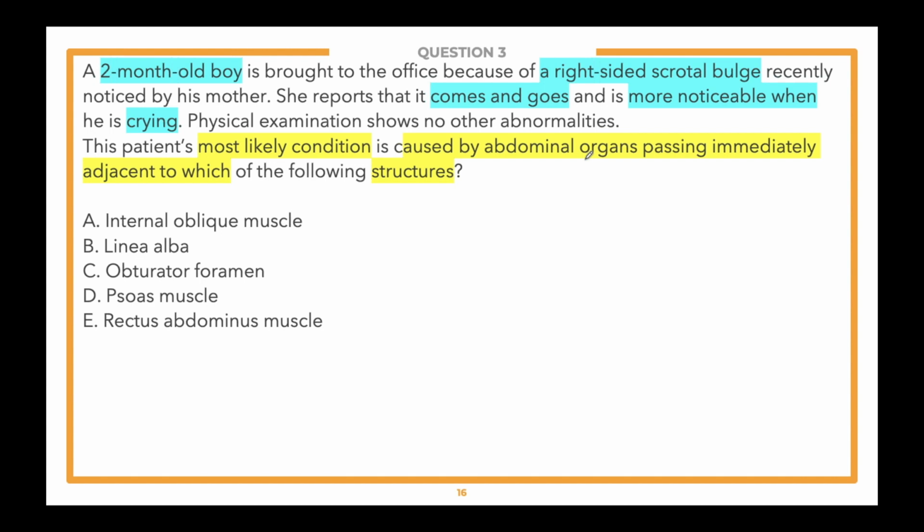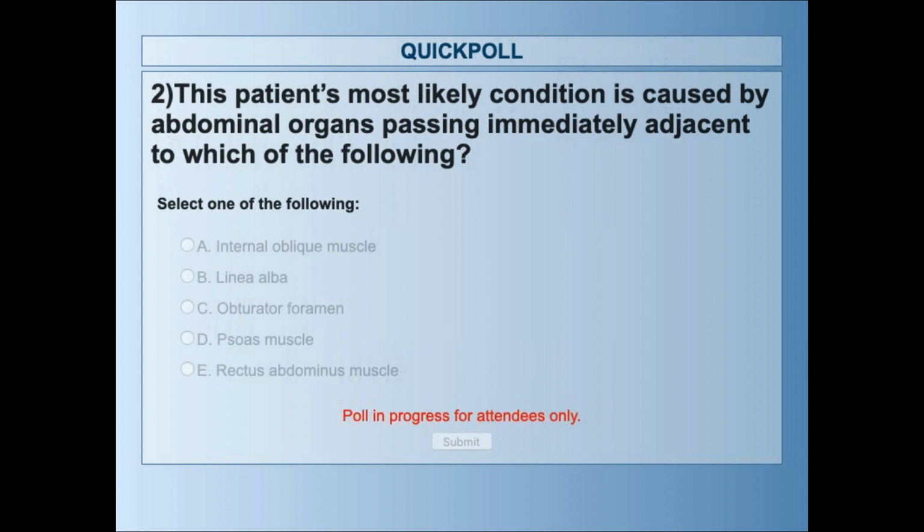And once again, we're going to start at the bottom and we're going to work our way up to the top. Answer choice E, rectus abdominis muscle. D, psoas muscle. C, obturator foramen. B, linea alba. And A, internal oblique muscle. So we're going to go ahead and open up that poll. Go ahead and select the answer you think is the best one here. We'll talk about it in just a few seconds.